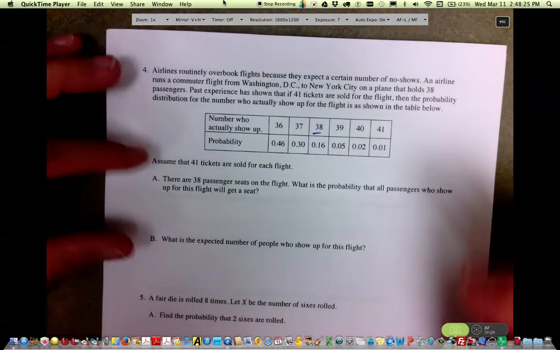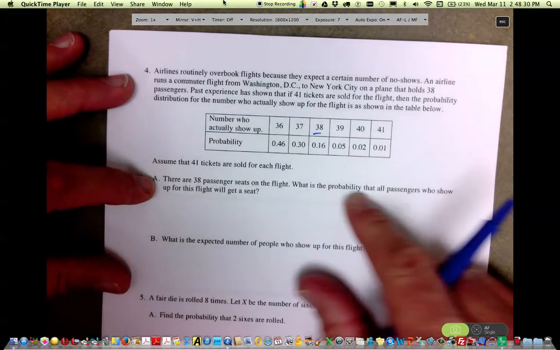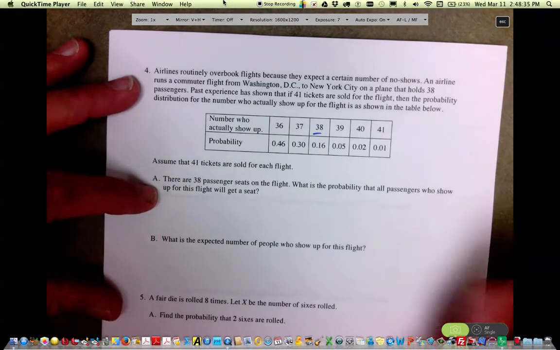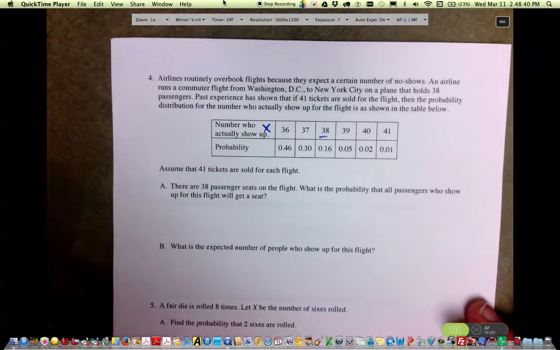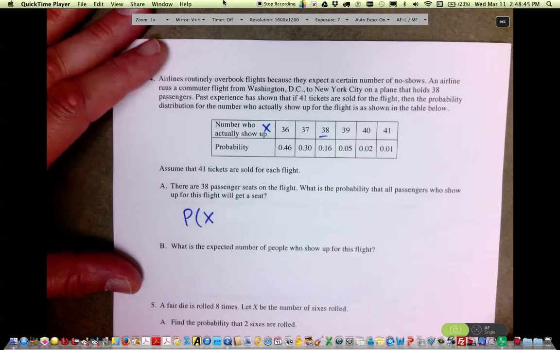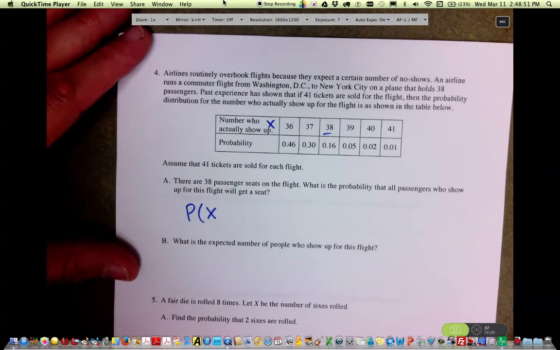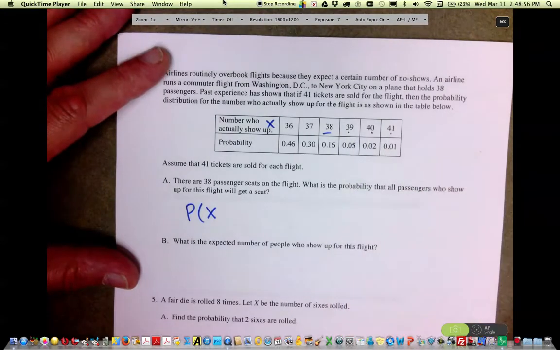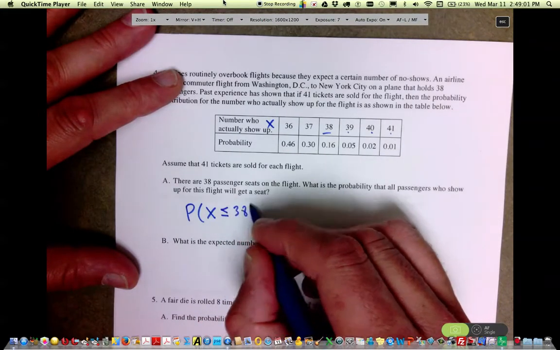All right, so assume that 41 tickets are sold. There are 38 passenger seats on the flight. What's the probability that all passengers who show up for the flight will get a seat? I'm going to call this X, the number of passengers who show up. In order for everyone who shows up to get a seat, we can't have these extra people show up. So it's the probability that X is less than or equal to 38.